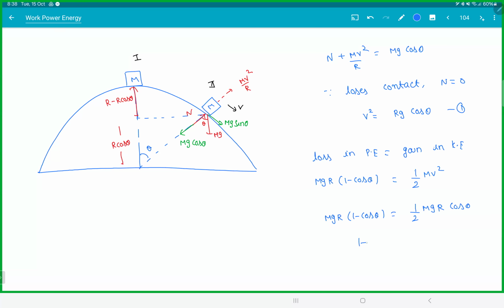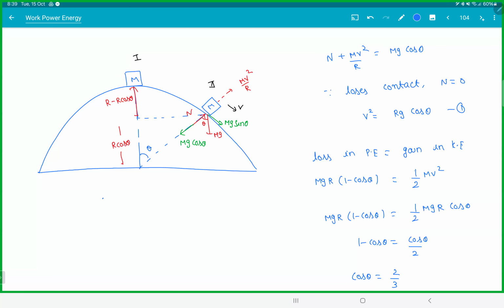mgr will cancel off. 1 minus cos theta is cos theta by 2. Cos theta is 2 by 3. And the best thing, it is independent of radius. Cos can't be greater than 1. Independent of radius means you take a small sphere or a big sphere, you're always going to slip here.